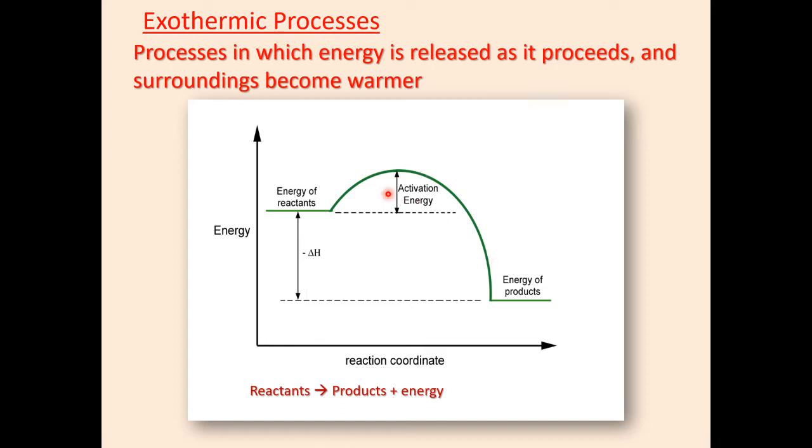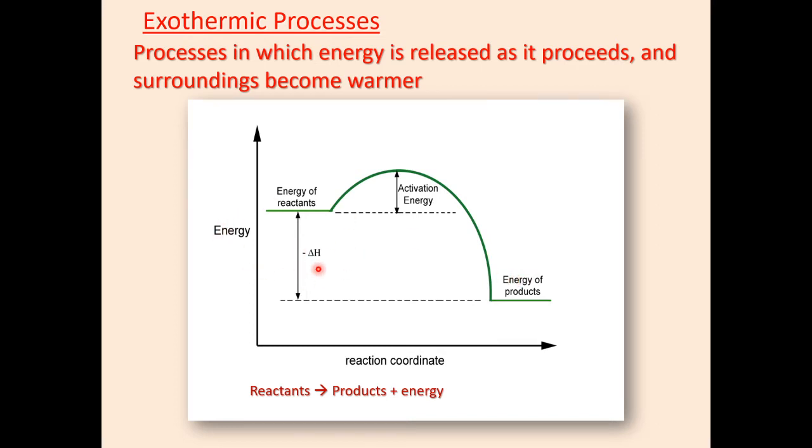Then the reaction starts going. But after that little bump of activation energy, we notice the energy drops precipitously, and then we end with the energy of the products being lower than the energy of the reactants. And that's how we recognize an exothermic process. That energy starts high and ends low because energy is lost throughout this process.